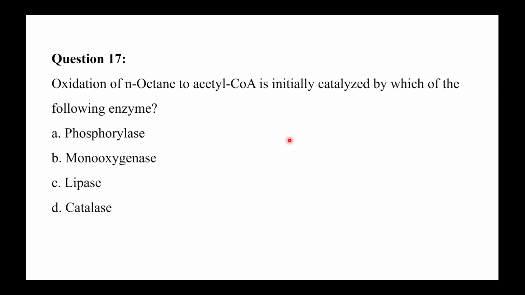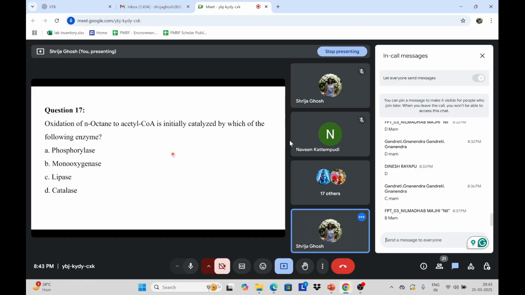Question number 17. Oxidation of N-octane to acetyl coenzyme A is initially catalyzed by which of the following enzymes? Option A, phosphorylase. Option B, monooxygenase. Option C, lipase. Option D, catalase. Anybody knows the answer to this? Write it in the chat box.